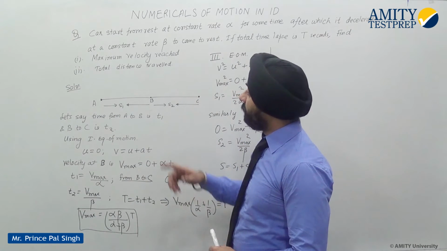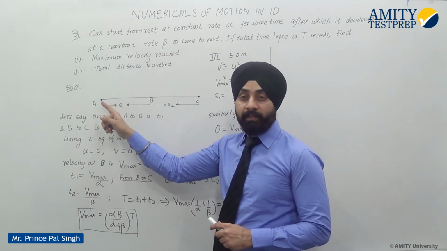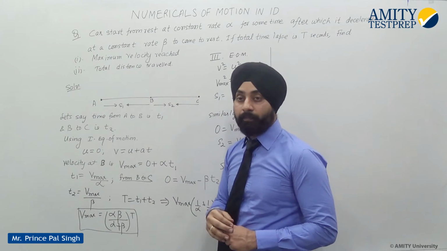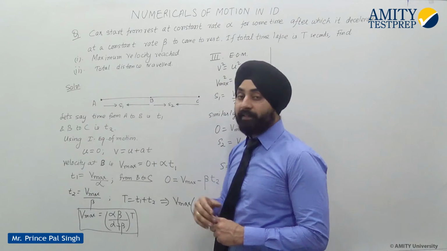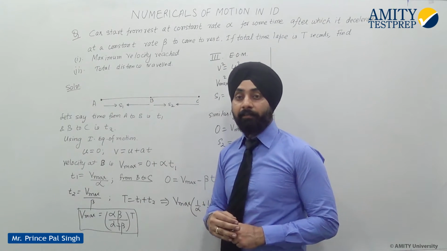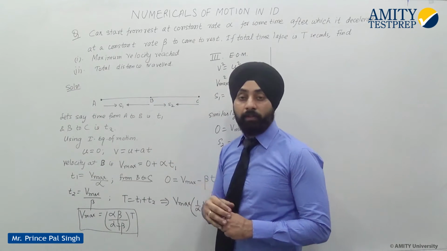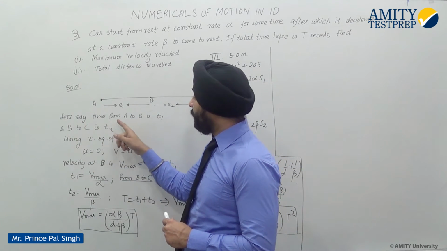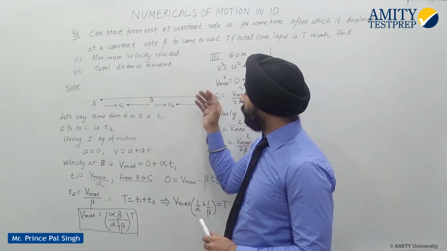So how to find out the maximum velocity? First of all, when the car is accelerating from rest, its velocity is continuously increasing up to B. Then at point B, brakes are applied and the velocity decreases. So it means that the velocity is maximum at point B. So we have to find out the velocity at point B. For that, let's say the time taken from A to B is T1 and from B to C is T2.